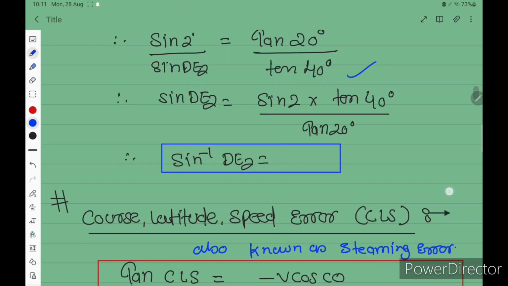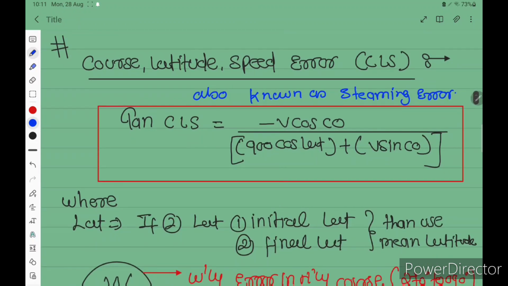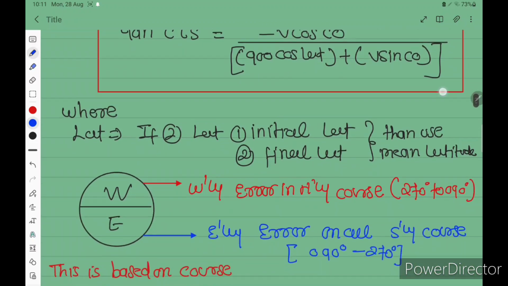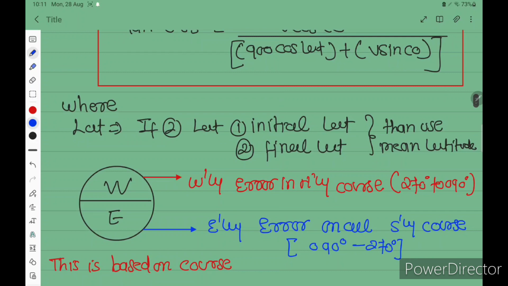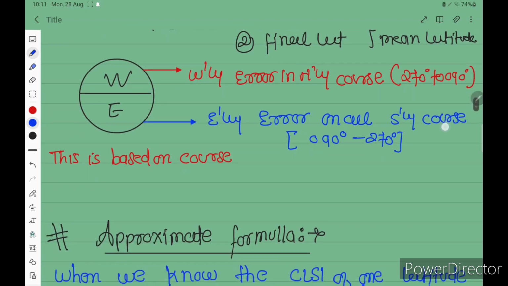Now the course latitude speed error, also known as steaming error. The course latitude speed error is equal to minus V cos Co divided by 900 cos latitude plus V sin Co, where V is the speed of the vessel. If the initial latitude and final latitude are given, then we have to select the mean latitude, same as damping error. So westerly error on northerly courses 270 to 090, and easterly error on southerly courses 090 to 270, as we already discussed. So course latitude speed error is based on the course, and the damping error is based on the hemisphere.